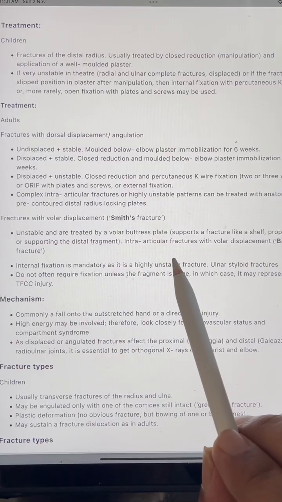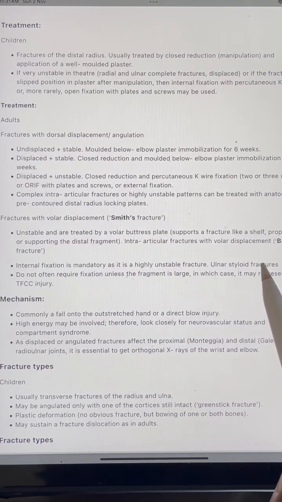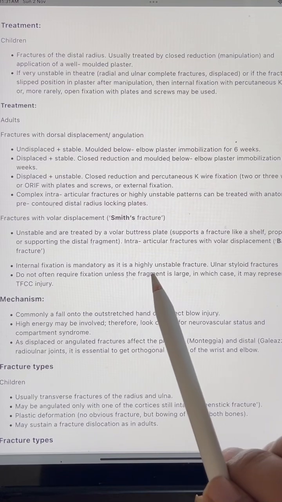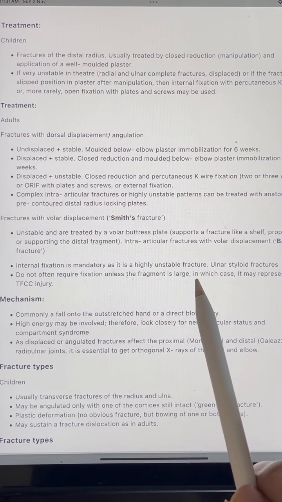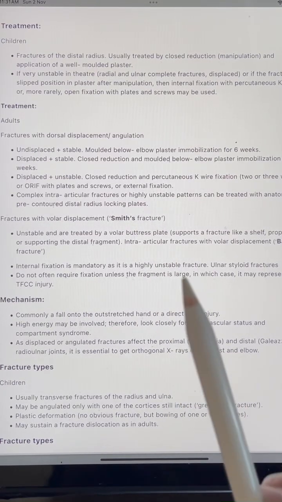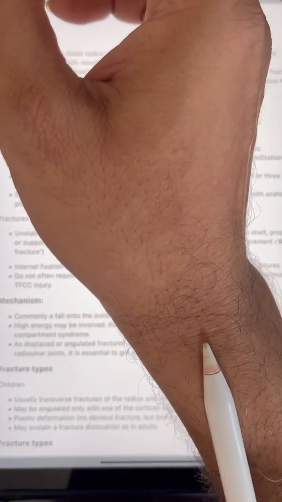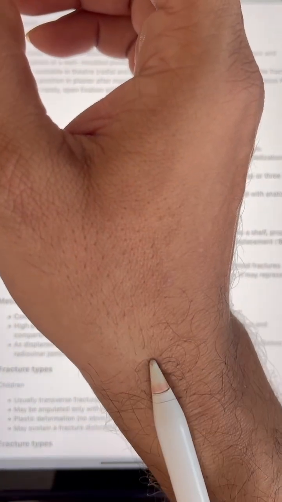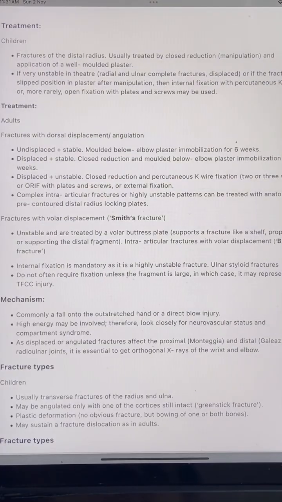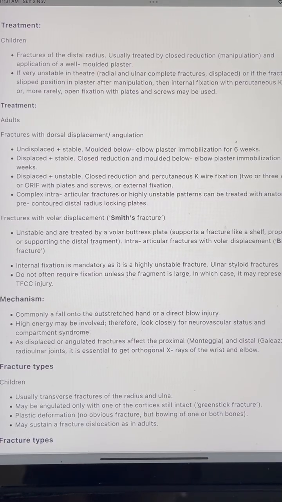So you have to put a plate from the volar side, supporting the fracture like a shelf, propping up the distal fragment. Intra-articular fractures: if it has gone into the joint space, from here there is the joint space, it has entered into the joint space, then it is called volar Barton. Internal fixation is mandatory as it is a highly unstable fracture. So this has got into the joint, so internal fixation is mandatory.